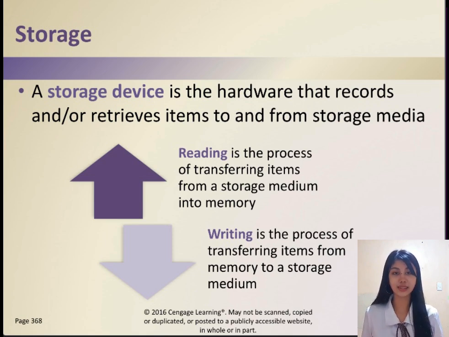Now under this, there are two processes. These are what we call the reading and writing process. The reading process is the process of transferring items from a storage medium into memory, while the writing process is the process of transferring items from memory to a storage medium.